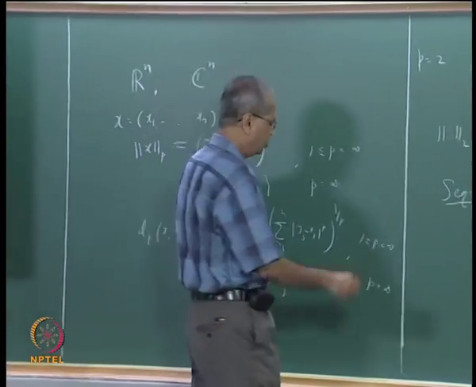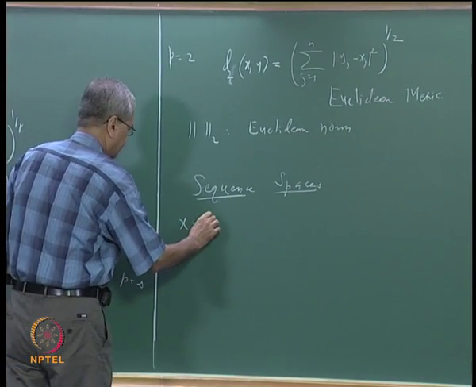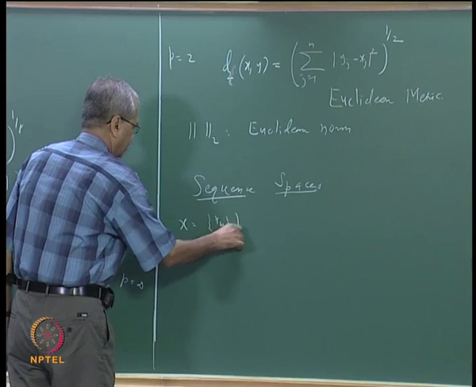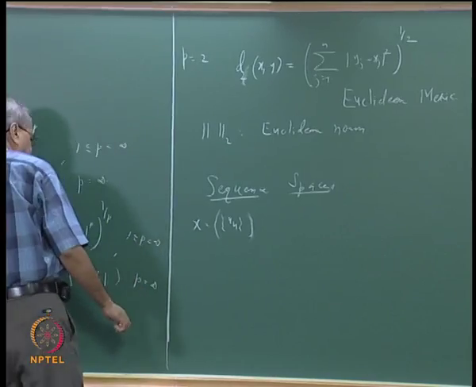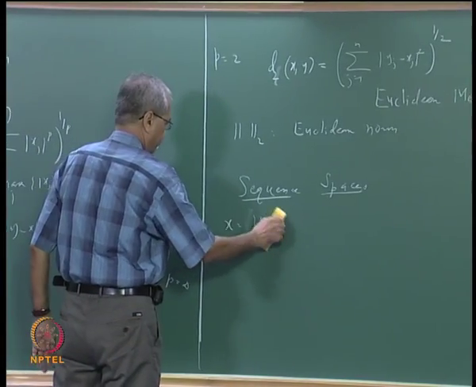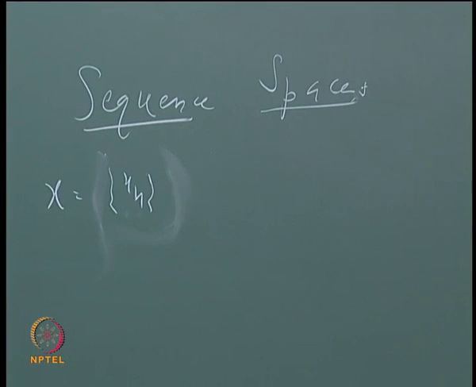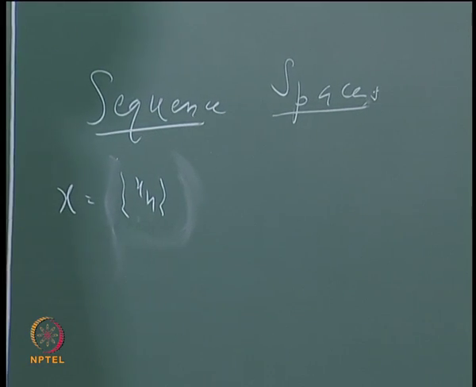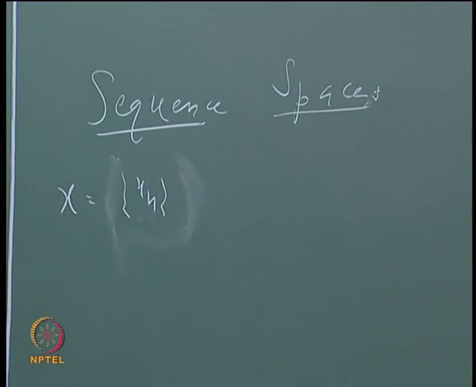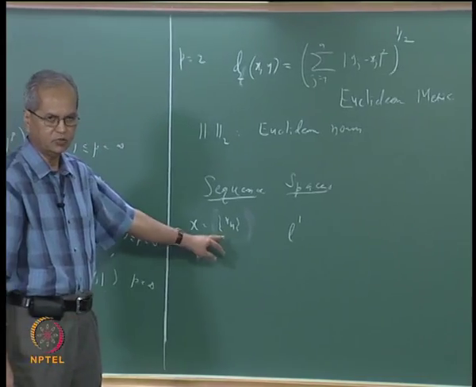And so here the objects are, each x is a sequence, so we will denote x as this sequence (xn), whose nth element is x suffix n. The sequence can be of real numbers or complex numbers, depending on the spaces that we are considering, which will be either real vector spaces or complex vector spaces. Now one of the spaces we already discussed, that is the space which was l1. This was one of the first examples.